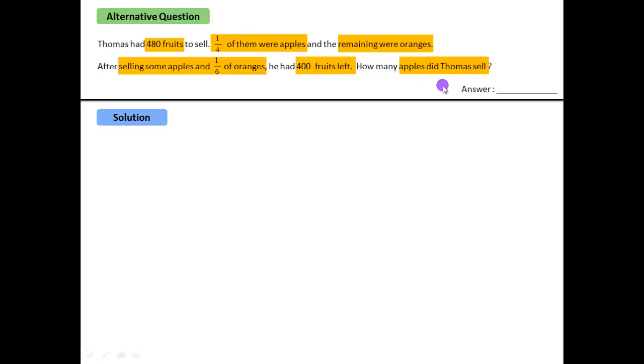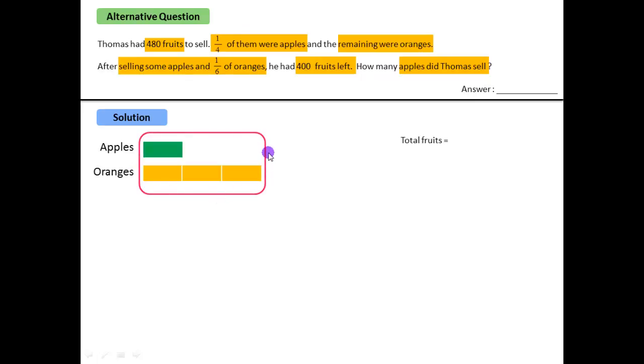Now, let's do the question. We know that the number of apples was 1/4 of the total number of fruits. So let's represent it with this block. Since the remaining were oranges, that will be 3/4 of the total fruit. So let's represent the number of oranges by these three blocks, which is 3/4 of the total number of fruit. The total number of fruit is 480 as stated by the question.